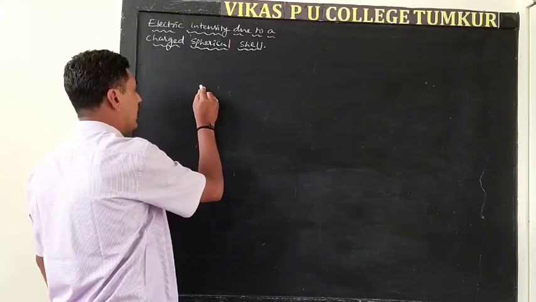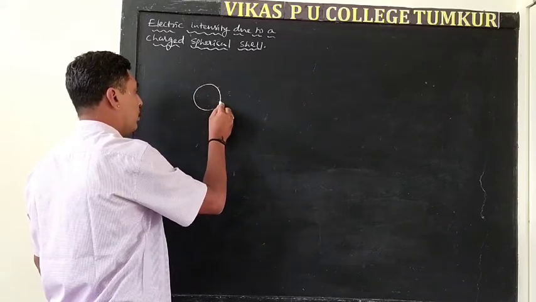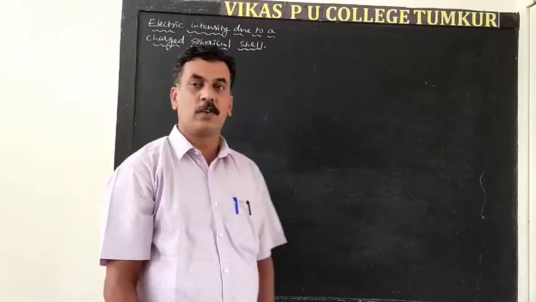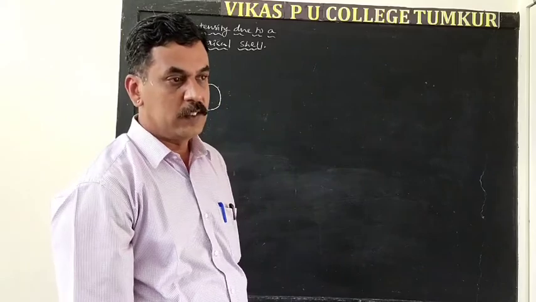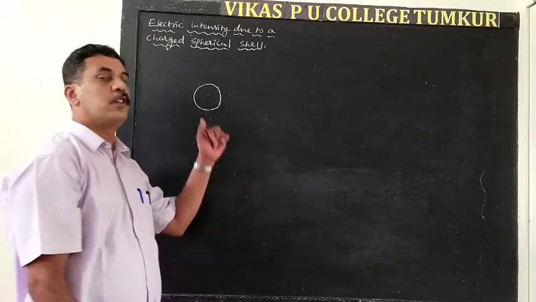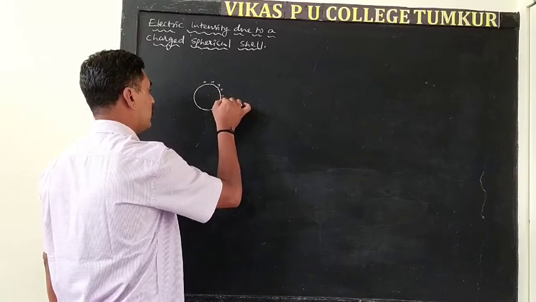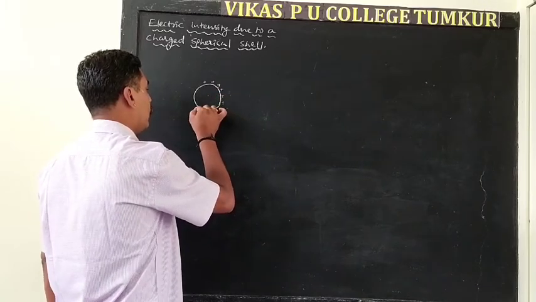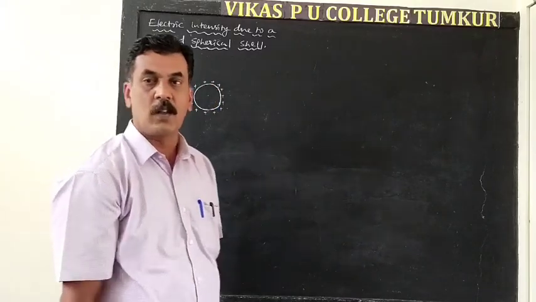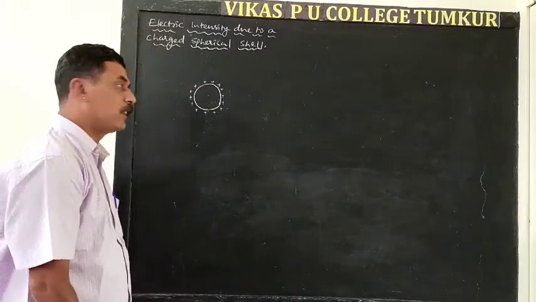So I take a shell which is spherical, one which is empty, one which is hollow. We have taken a shell like this. Naturally, when you charge it, the charges are distributed uniformly since it is spherically shaped. Since it is a sphere, there is a uniform distribution of charge.